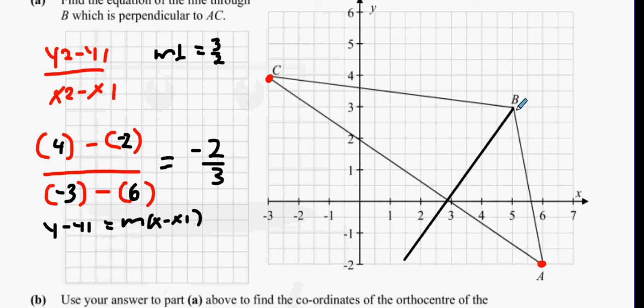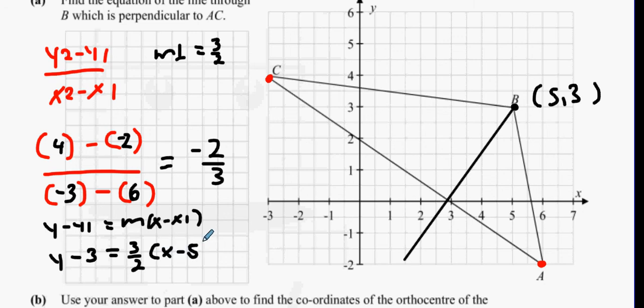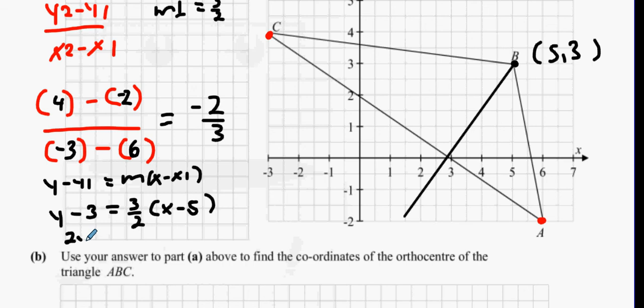What point does it guaranteed go through? It goes through 5, 3. Okay, B, which is point B. So y minus 3 equals 3 over 2 into what? X minus 5. Multiply that all out, you get 2y minus 6 equals 3x minus 15. Move it all over one side, minus 3x plus 2y, what's that going to be? Plus 9 equals 0. Everybody cool with that?